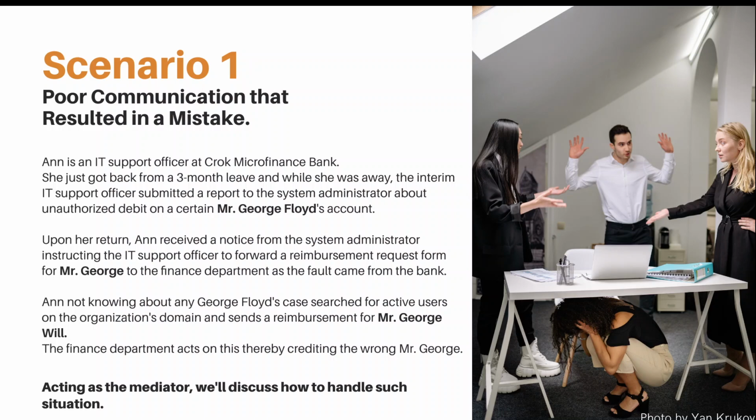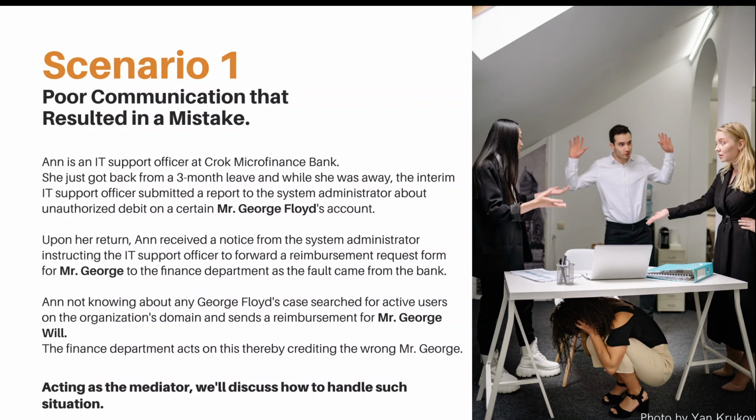And not knowing about any George Floyd's case, she just searched for active users on the organization's domain and sent a reimbursement form for Mr. George Will. The finance department then acted on this, thereby crediting the wrong Mr. George. That is, the credited Mr. George Will instead of Mr. George Floyd, who initially reported the issue of unauthorized debit on his bank account.